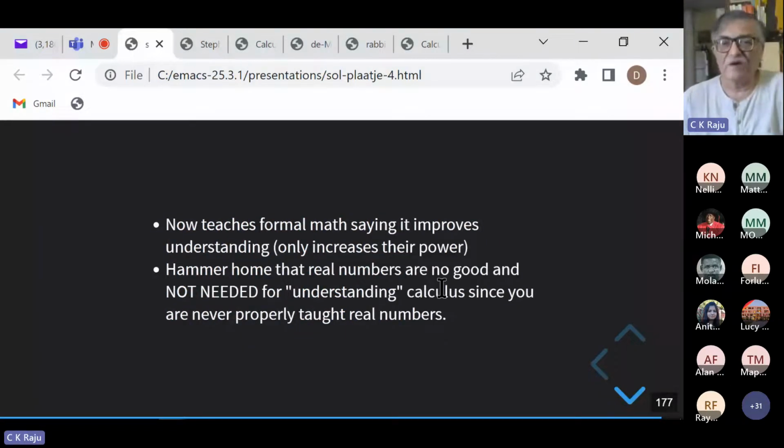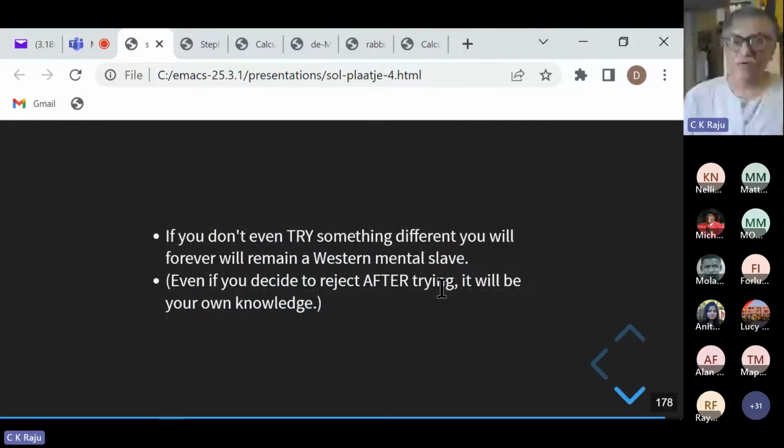And it now teaches formal mathematics, saying it will improve understanding, but it only increases the power, because you hammer on the fact that real numbers are no good, not needed, and not taught. All right? You are never properly taught. So if you don't even try something different, you will forever remain Western in stage. And if you don't like what you teach, you can change it afterwards.